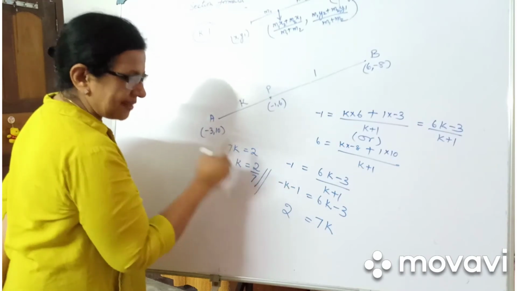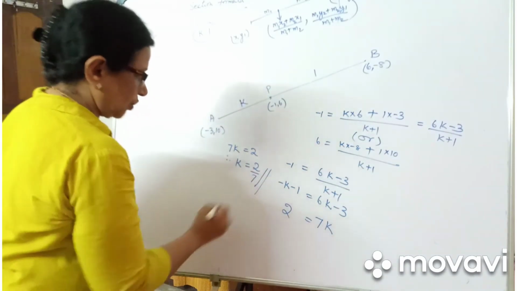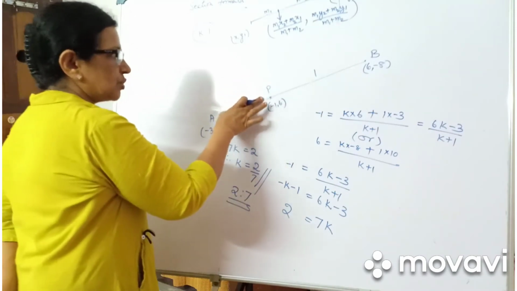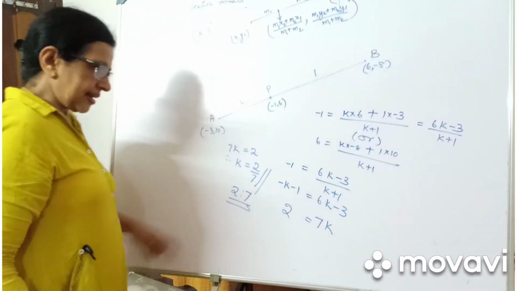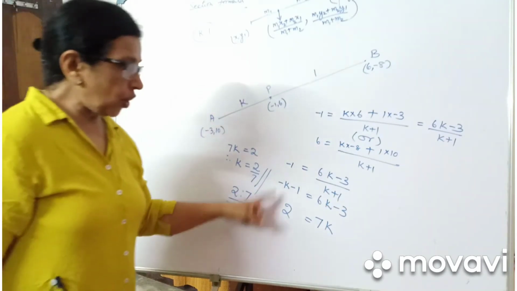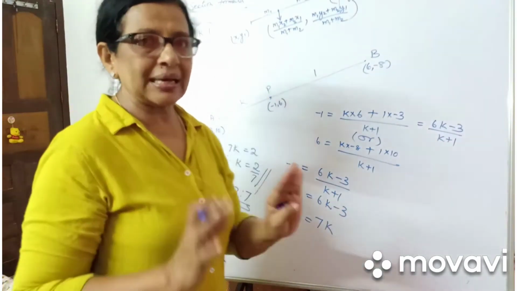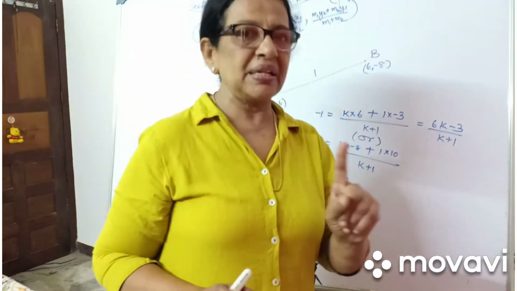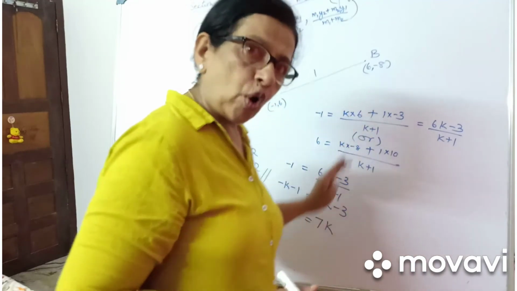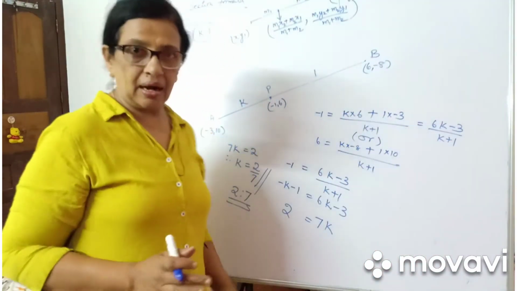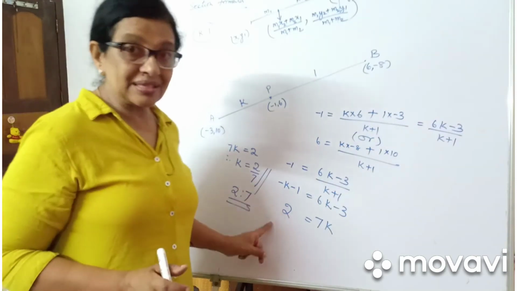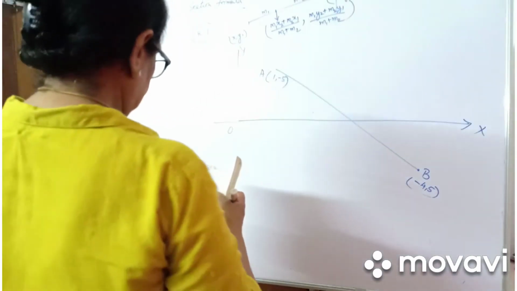So 2 by 7, what is the ratio? The ratio of k is 2 is to 7. So this is 2, this is 7. So what is the required ratio? 2 is to 7. Understood? If at all you get a negative value of k anywhere, that means check your calculation. Your calculation is wrong. Always ratios will be positive only. It will never be negative. Okay, understood this much? This is an important problem.